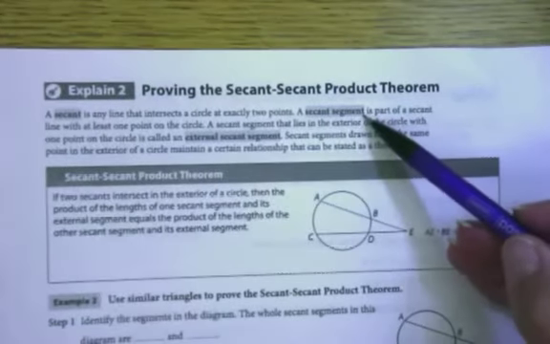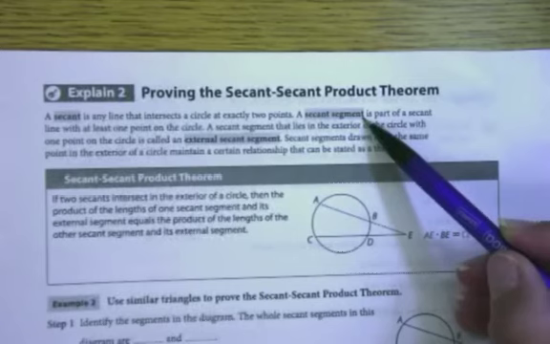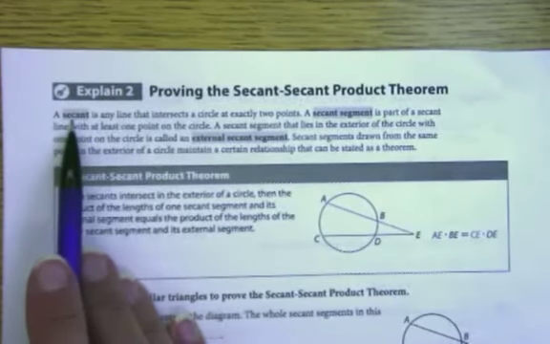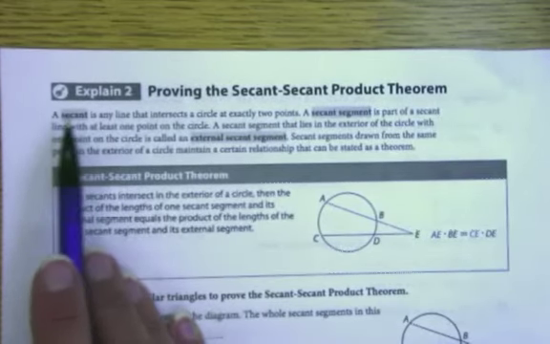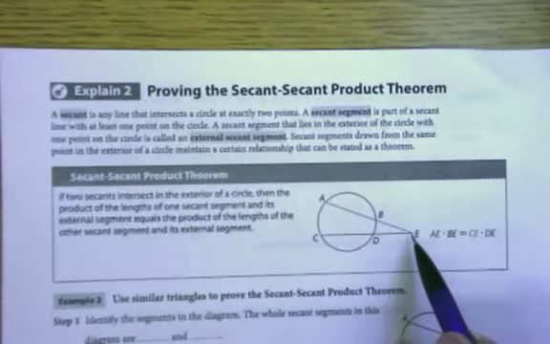A little bit more vocabulary. We have talked about chords. Now we have secant segments. And a secant segment is part of a secant line. Okay, so back here we had the vocabulary that a secant is a line intersecting a circle at 2 points. Remember that a couple of lessons ago we saw that a tangent line is a line that intersects a circle at exactly 1 point.